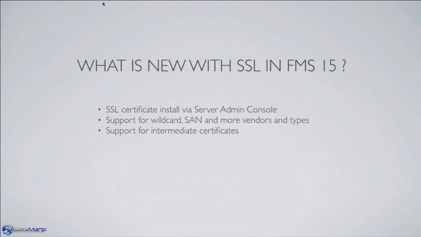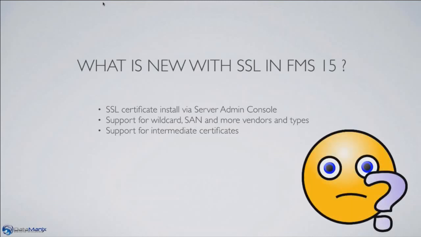So what's new with SSL in FileMaker Server 15? Well, if you watched previous videos we created on FileMaker Server 14, you will know that we needed to install the certificates via the terminal command. But now we actually got the features right within the server admin console, so now it's much easier to install. Another great new addition is the support for Wildcard and SAN and more vendors and types of certificates. And there's also support for intermediate certificates. So these are probably terms or terminology that you are not overly familiar with, but we'll get back to that in just a minute. I'd like to start off with talking a little bit about DNS.